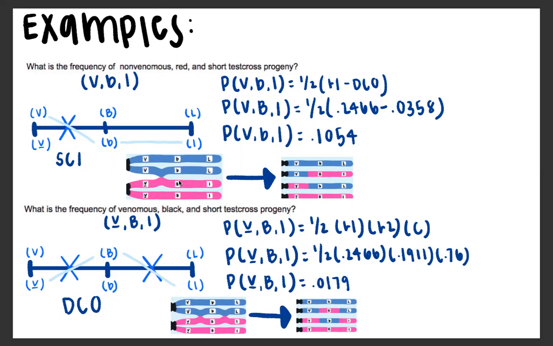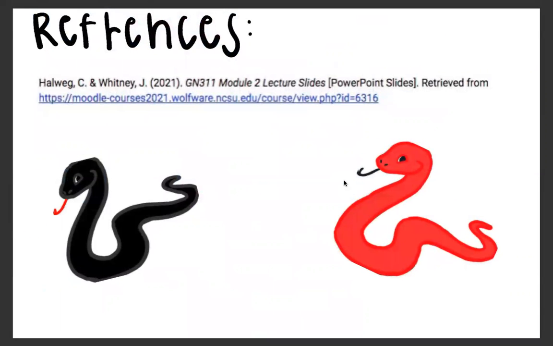And these diagrams are just showing how the linked loci are crossing over on each of the different alleles. And these are my references.